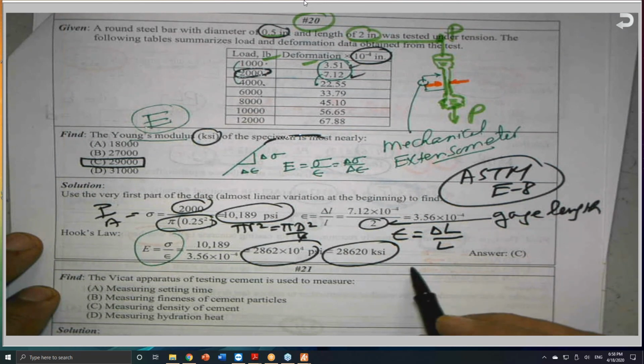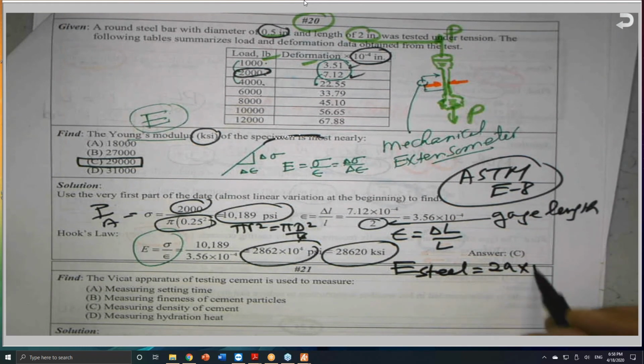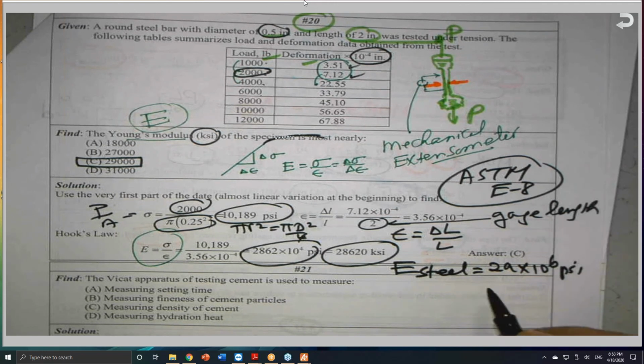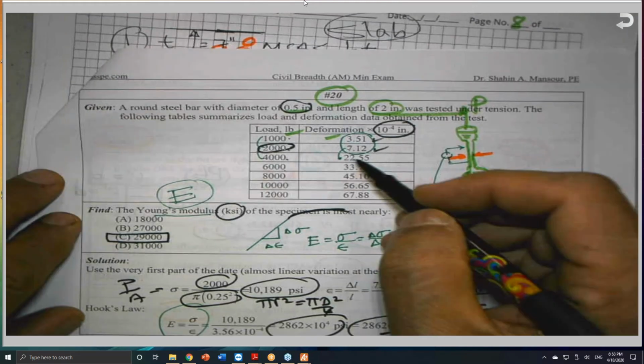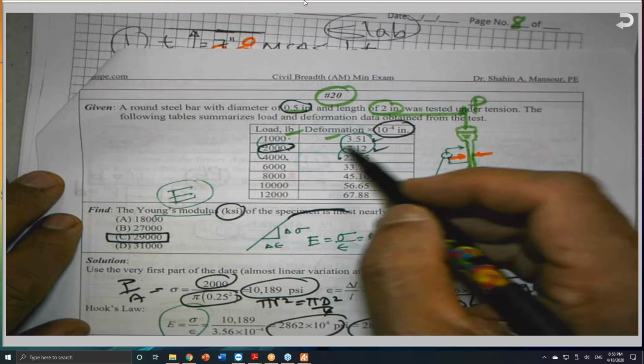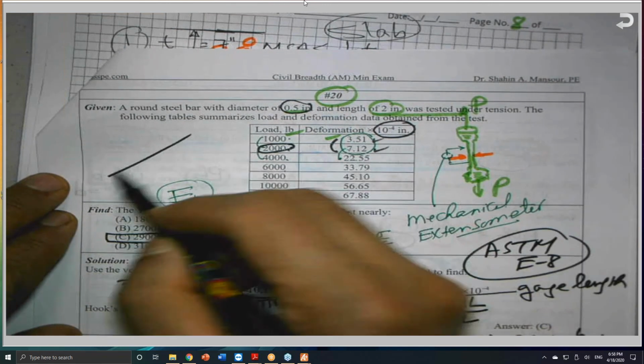So the modulus of elasticity for steel, as you know, is a fixed number, 29 million PSI, or 29,000 KSI, whatever is convenient for you. So I use the 29,000. I rounded this and I ended with something like that. So you have to make your judgment based on double the load and look to the deformation, because you have to stay within the linear portion.